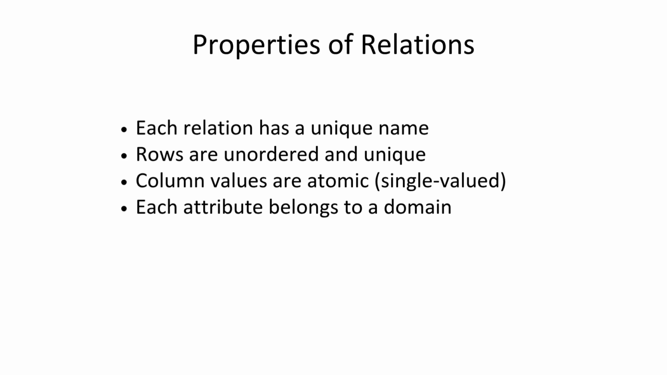Also, column values must be atomic. This means each field contains only a single value, no lists or nested data. Lastly, every attribute belongs to a domain, which keeps data consistent by restricting what values are allowed. These properties help maintain clarity, consistency, and efficiency in how we organize and retrieve data.